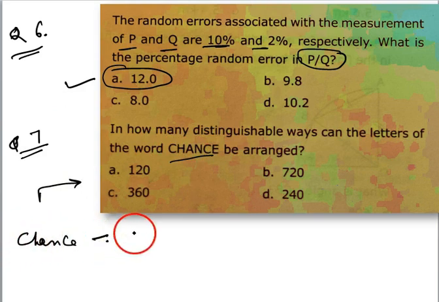The answer is 6 factorial divided by 2 factorial.